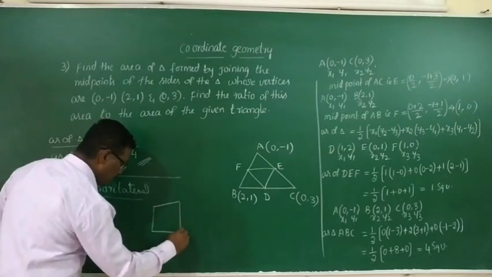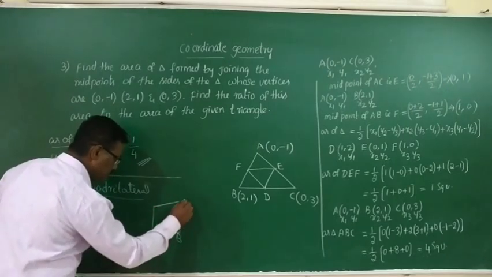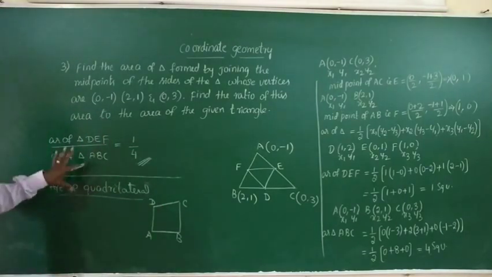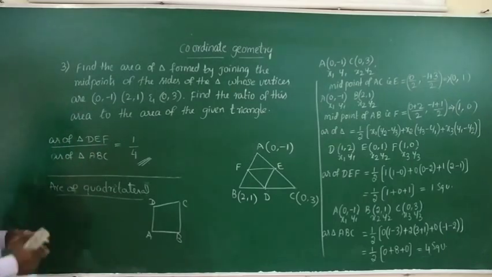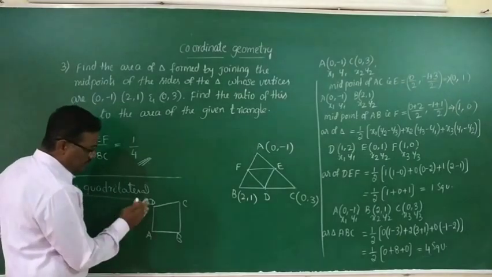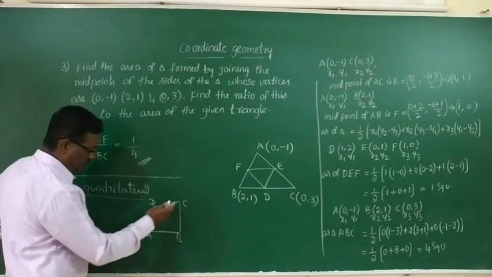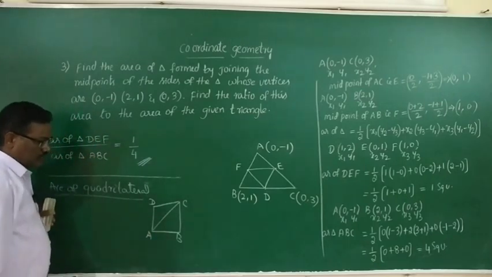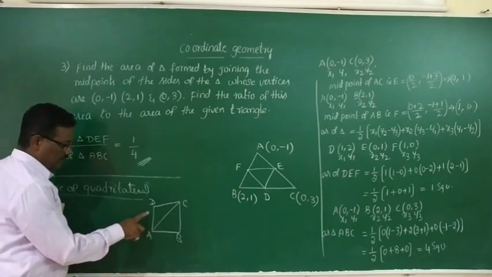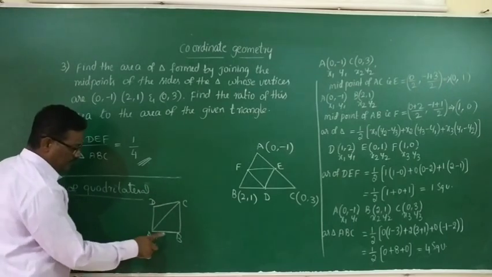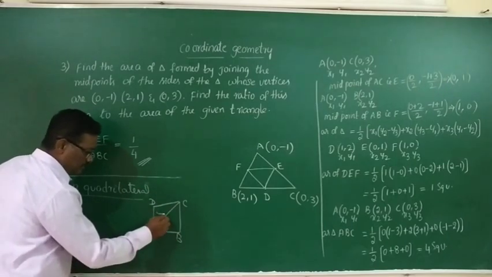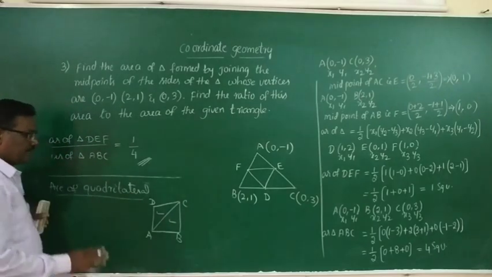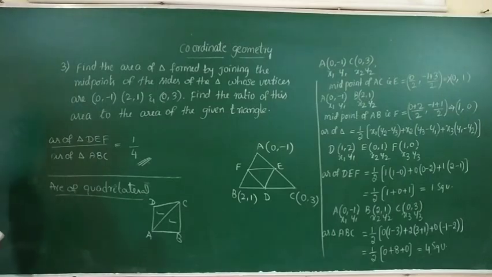If you consider a quadrilateral ABCD, how do we find its area by using the area of triangle formula only? Very simple. You join any diagonal, either DB or AC. If you join AC, we get two triangles. You have to find the area of triangle ABC and the area of the other triangle independently, and add them up, and we get the area of quadrilateral ABCD. Thank you.